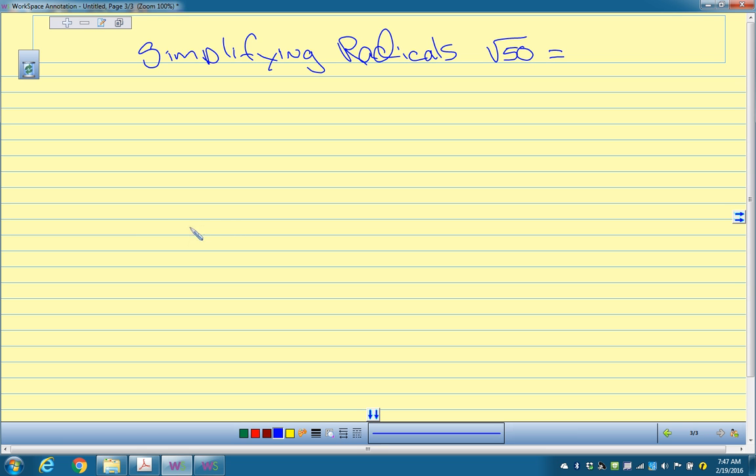Do you know what that is? 25. So square root of 50 can be rewritten as square root of 25 times the square root of 2. What is the square root of 25? 5, right? So I could leave this as 5 times the square root of 2. Simplifying radicals means take out any perfect roots that you can outside of the radical sign, okay? That's what that means.